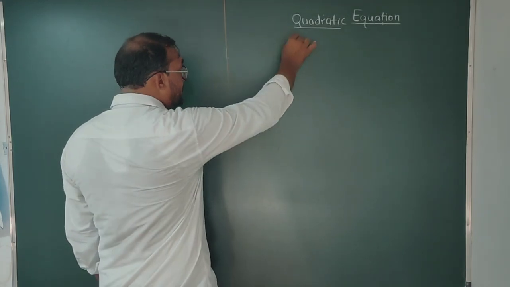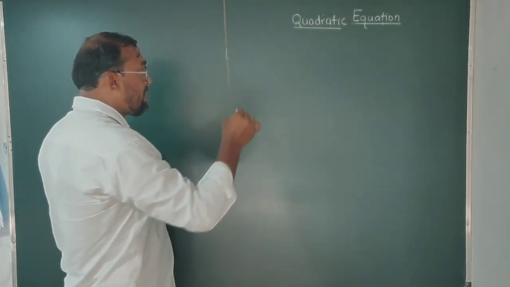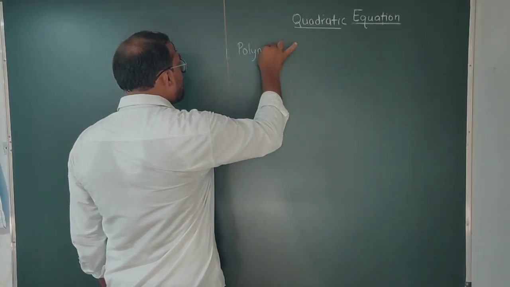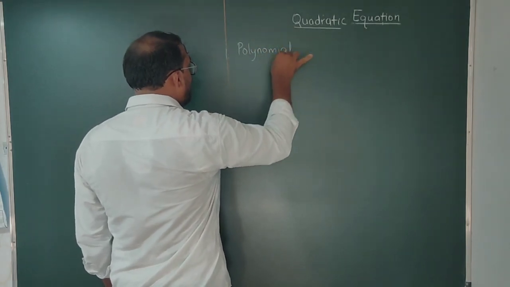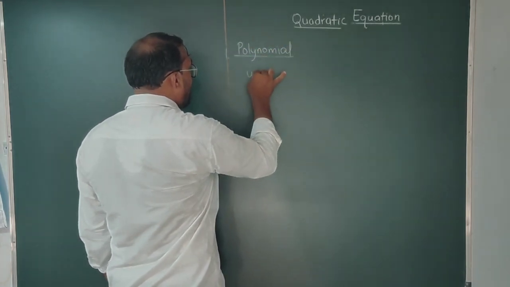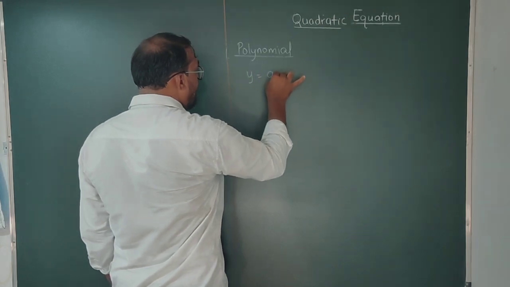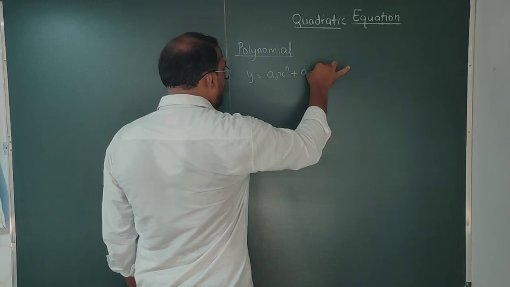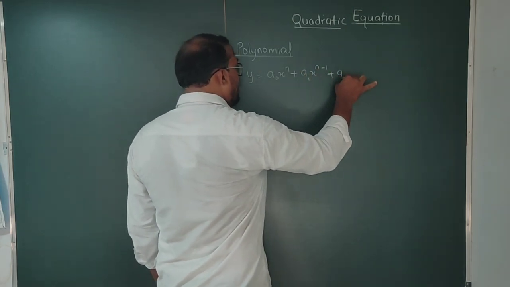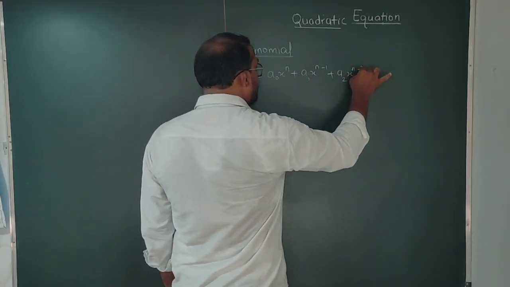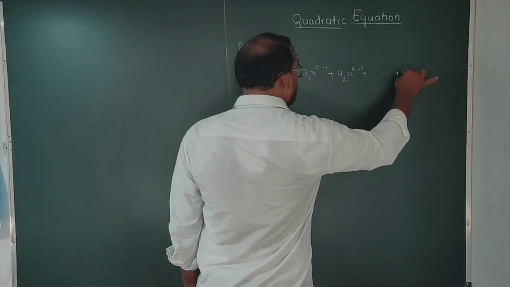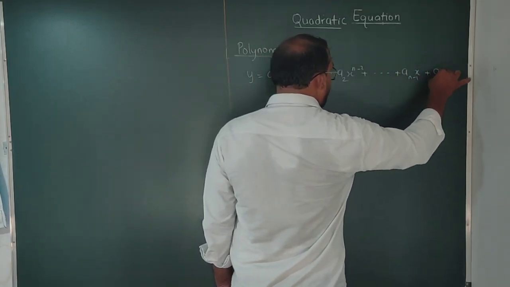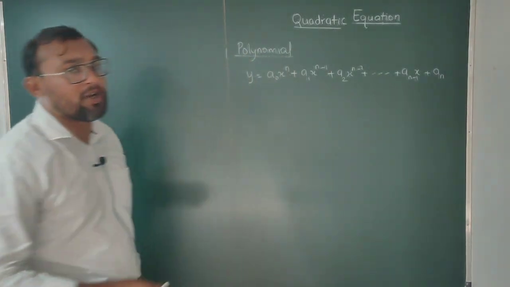So let's say before defining a quadratic equation, I would like to define a polynomial. So what is a polynomial? A polynomial is basically an equation where y is equal to, let's say, a0 x to the power n, plus a1 x to the power n minus 1, plus a2 x to the power n minus 2, and so on up to a(n minus 1) x and an. So basically this is called a polynomial.